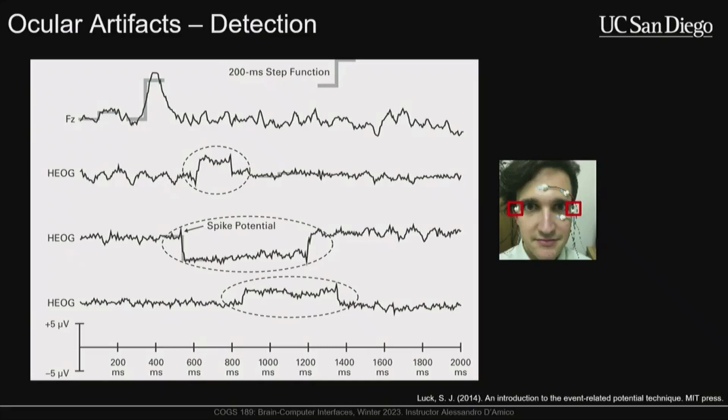So you can actually use HEOGs and VEOGs and a combination of that to do eye tracking rather than using some video system. They're not as precise as a really well calibrated video system is, but you can do eye tracking with them.